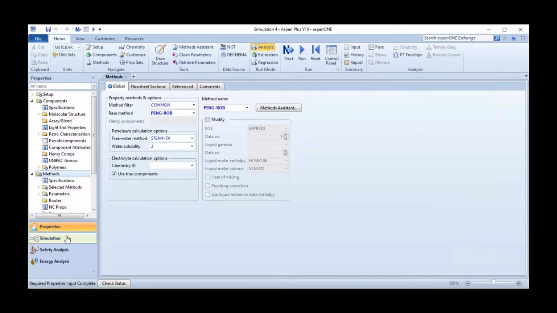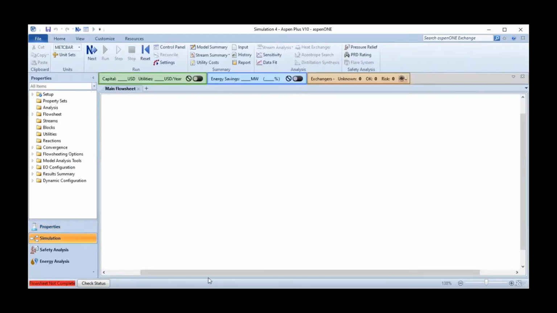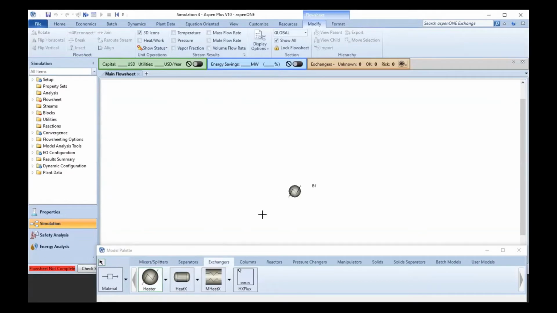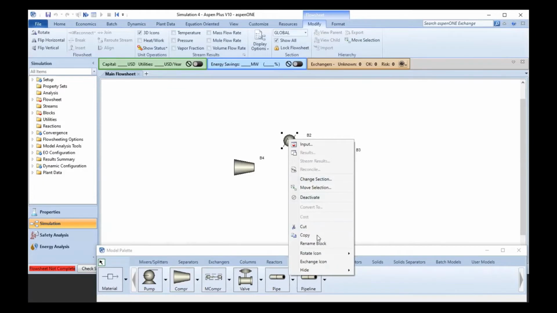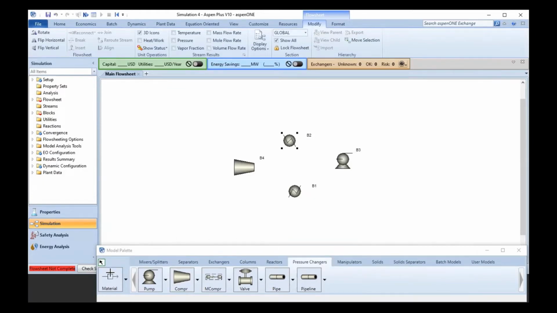So then we'll go to the Simulation tab, and for the Rankine cycle, we have 2 heat exchangers, and then a pump and a compressor. So we're going to horizontally rotate this top heat exchanger so that the streams will flow in a circle, and then we'll click Material and connect all of the streams to the units to form the cycle.